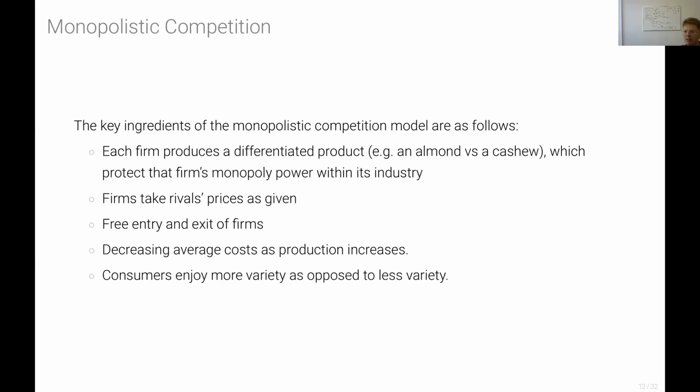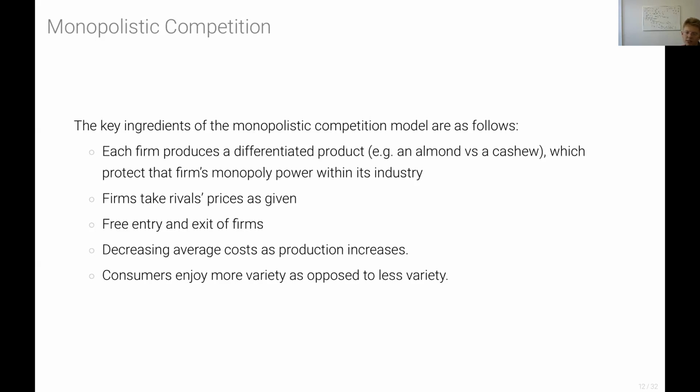I'll come back to that, but that's important to keep in the back of your mind. We're going to have free entry and exit of firms. So if there are profits to be had, firms will enter, like they would in perfect competition. Likewise, if firms can't recoup their fixed costs, then they're going to exit.